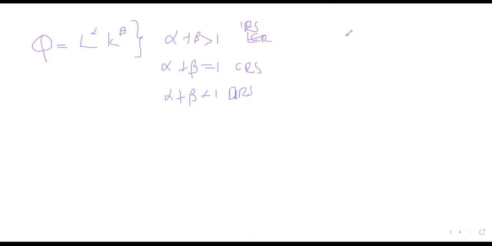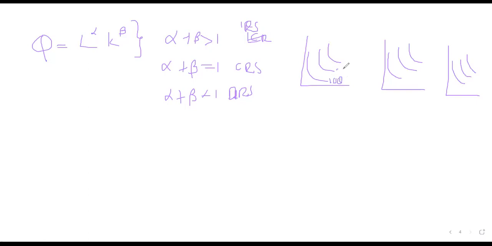So I say the lines that join points that offer the same production are called what? Isoquants. So in the illustration that we're going to have here, there is figure 1, figure 2, figure 3, and figure 4. Here we have 10Q, 20Q, 30Q. So we're seeing that production is increasing at a constant rate. So this is called constant returns to scale.